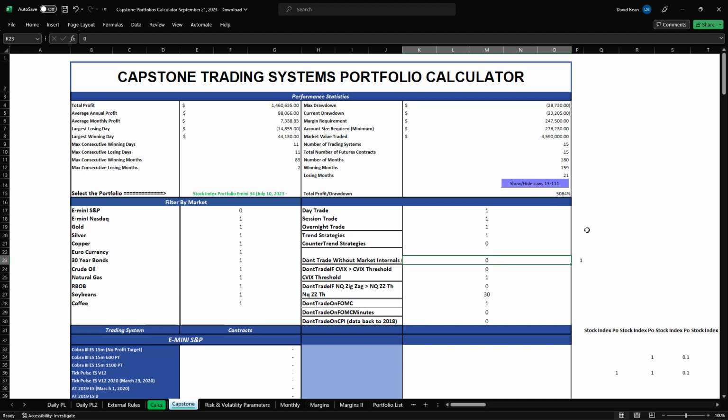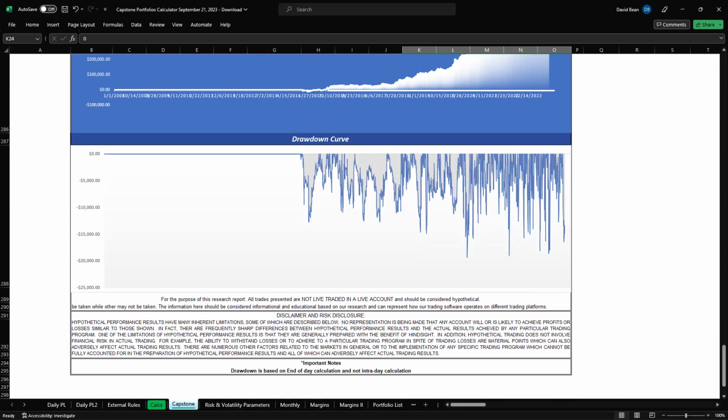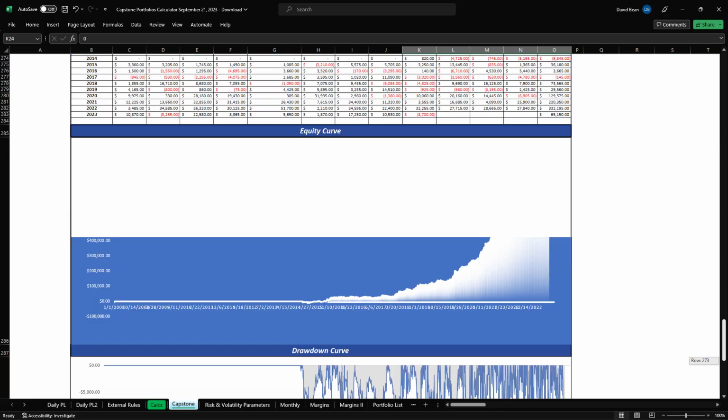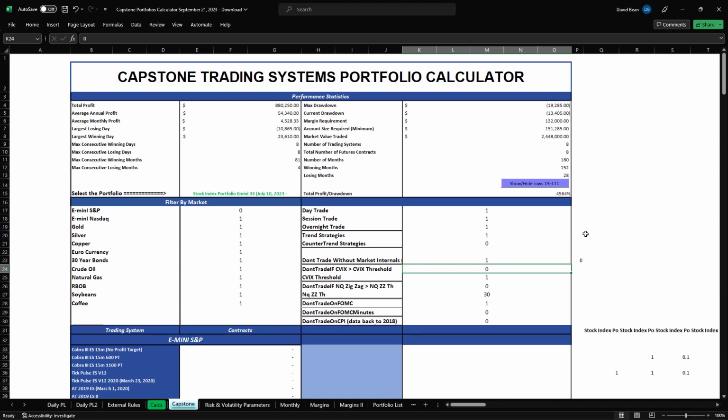Let's look at the trend strategies with market internals. There's 15 without, and then it cuts that in half to about 8. So 13,000 out of $19,000 drawdown. It's not doing terrible. If you just trade the trend Nasdaq strategies, that's what it looks like in the drawdown curve. I look at the drawdown curve more than the equity curve. Now let's look at the counter trend strategies on the Nasdaq.